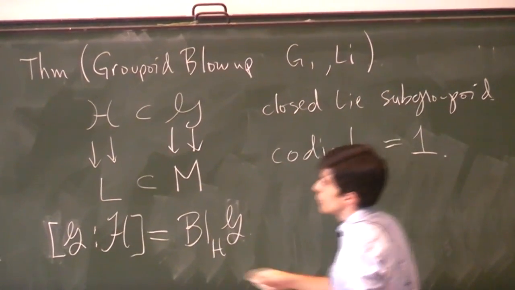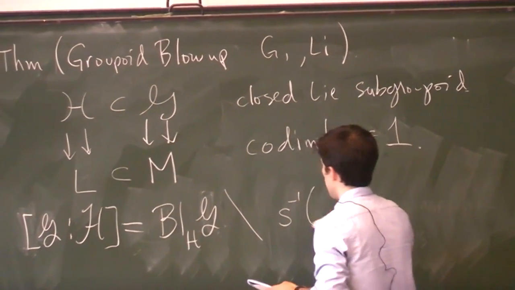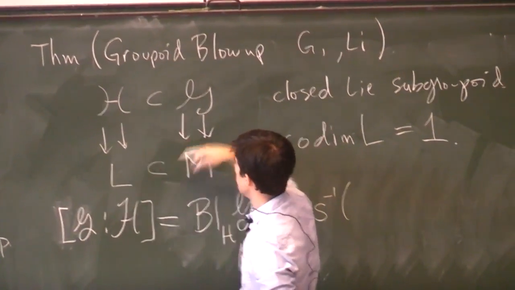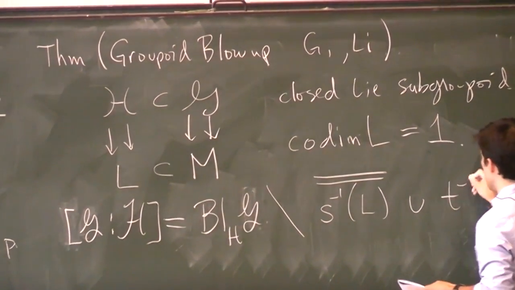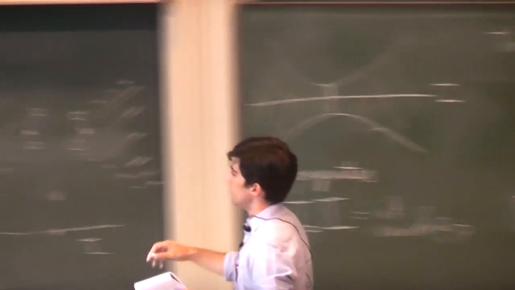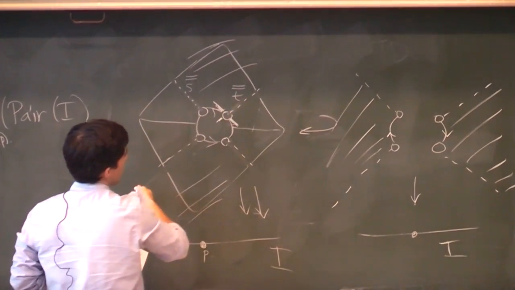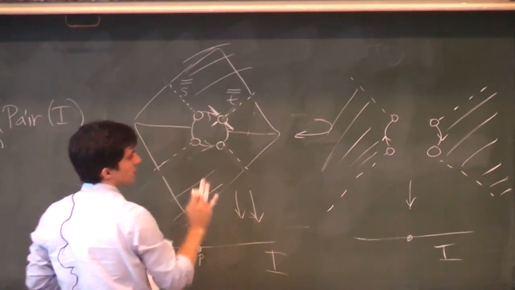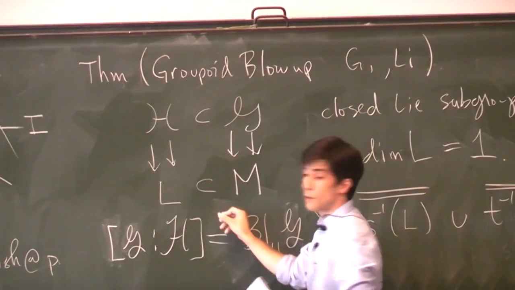Just as in the previous case, it's not enough to blow up. I need to remove any of the bad loci, and the bad loci are easy to describe. They're described by taking the inverse image of L under the source and taking the proper transform, and then doing the same thing for T. This is exactly what I did here. I blew up, and then I removed this fiber and this fiber, and then for good measure I also removed the disconnected component. You could choose whether or not to do that. You could take the connected component of this or not.